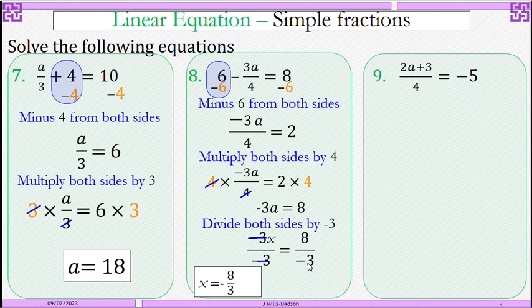Don't put the negative on the denominator. The whole fraction becomes negative. Pause and see if you can do number 9 yourself.